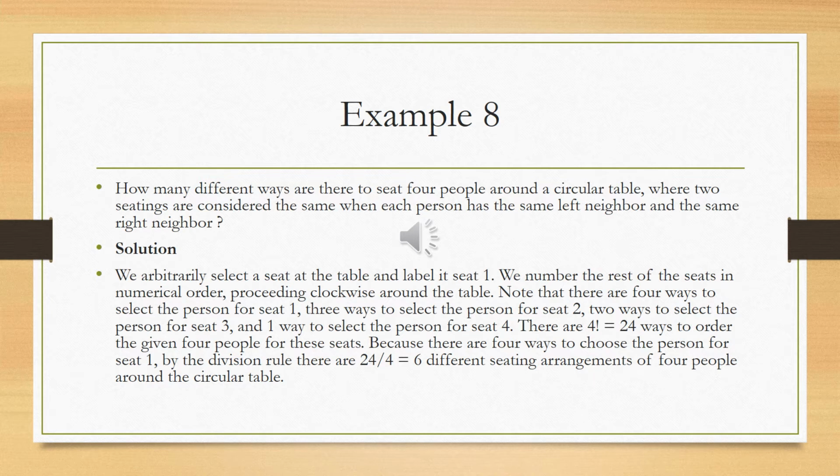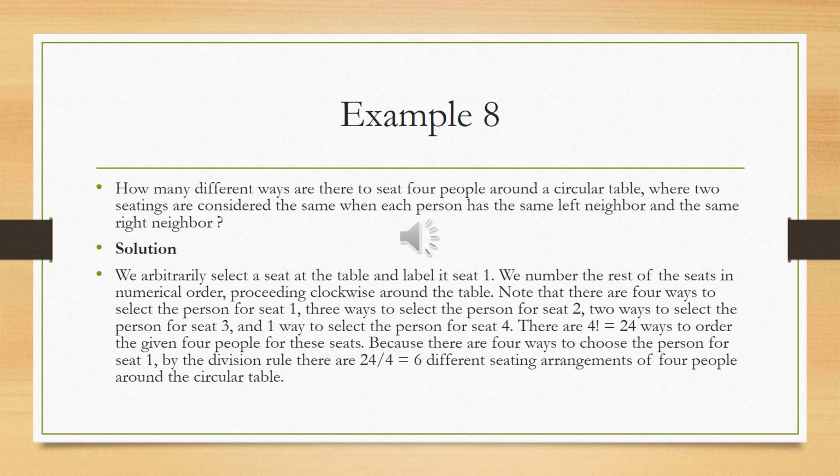Example 8. How many different ways are there to seat 4 people around a circular table where 2 seatings are considered the same when each person has the same left neighbor and the same right neighbor? Solution: we arbitrarily select a seat at the table and label it seat number 1. We number the rest of the seats in numerical order, proceeding clockwise around the table.